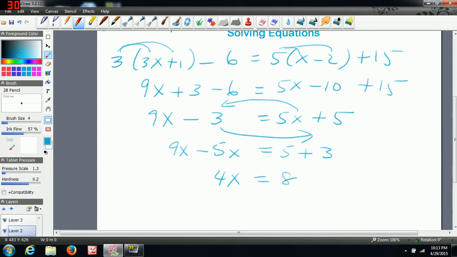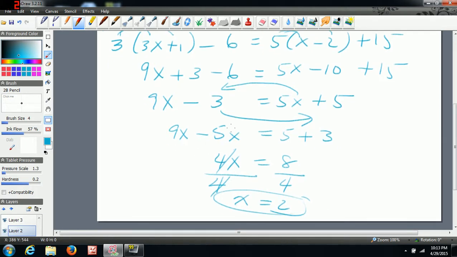So now at this point, I want to solve for x, and there's a 4 in front of it. So how do I get rid of that 4? Well, I divide this side by 4. But whatever I do to one side of the equation, I have to do the same to the other. So this becomes x equals 2. Okay, so that would be your solution.